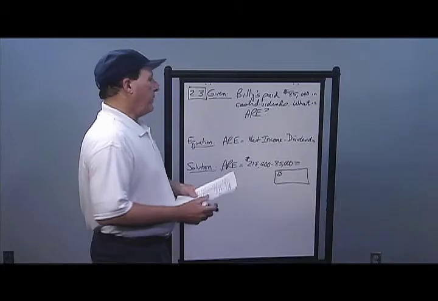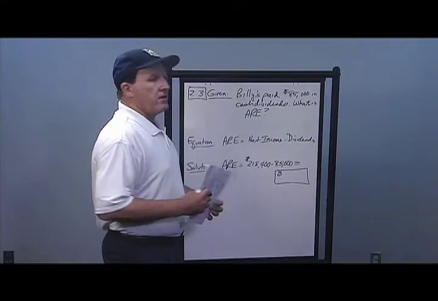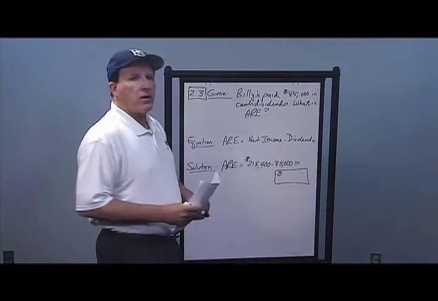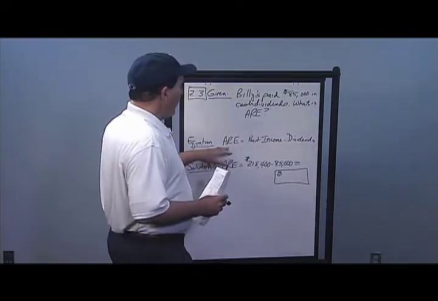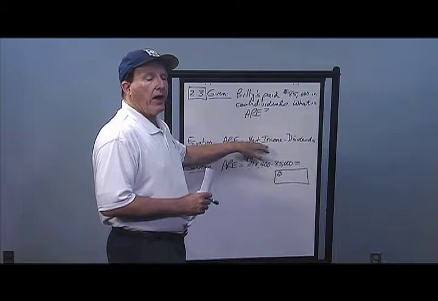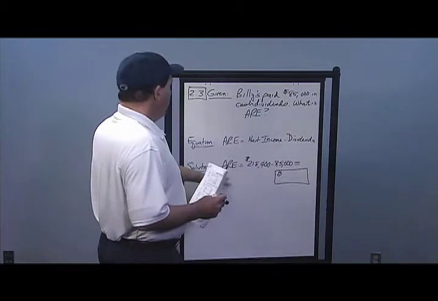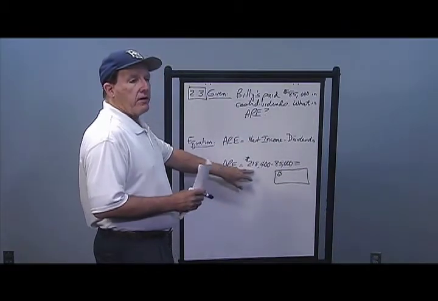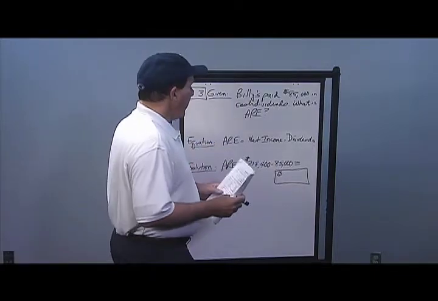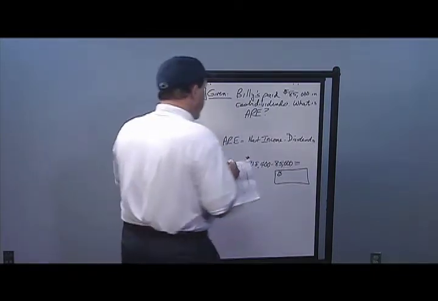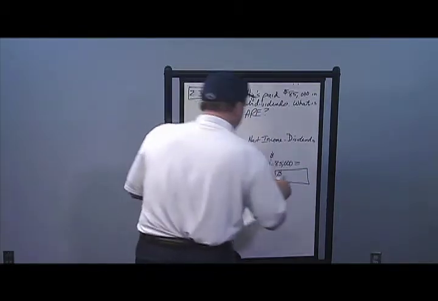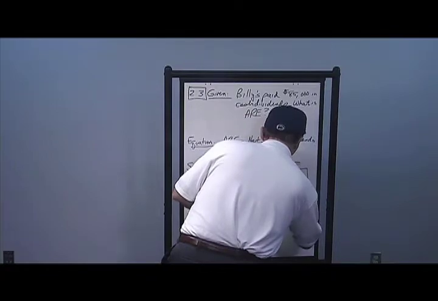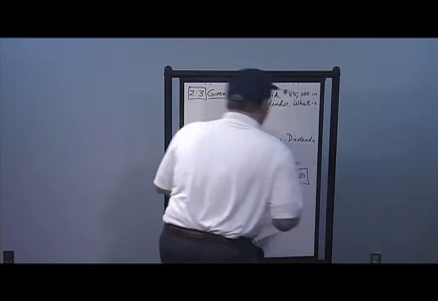In problem number 3, we have Billy's Exterminators paying $85,000 in cash dividends. What are the additions to retained earnings? Equation is additions to retained earnings equal to your total net income from the last problem minus dividends paid. So we take $218,400 from problem number 2 minus $85,000 in dividends paid, and we get an answer of $133,400. And that concludes problem number 3.